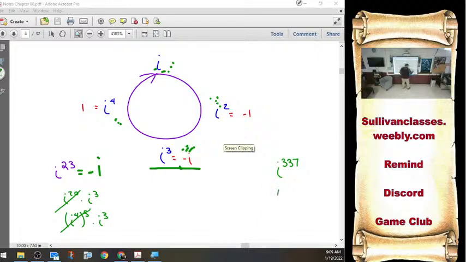So this is i to the 336 times i to the 1st. This is i to the 4th, and it happens 336 divided by 4 times, and that's just 1. So i to the 337th is just i.